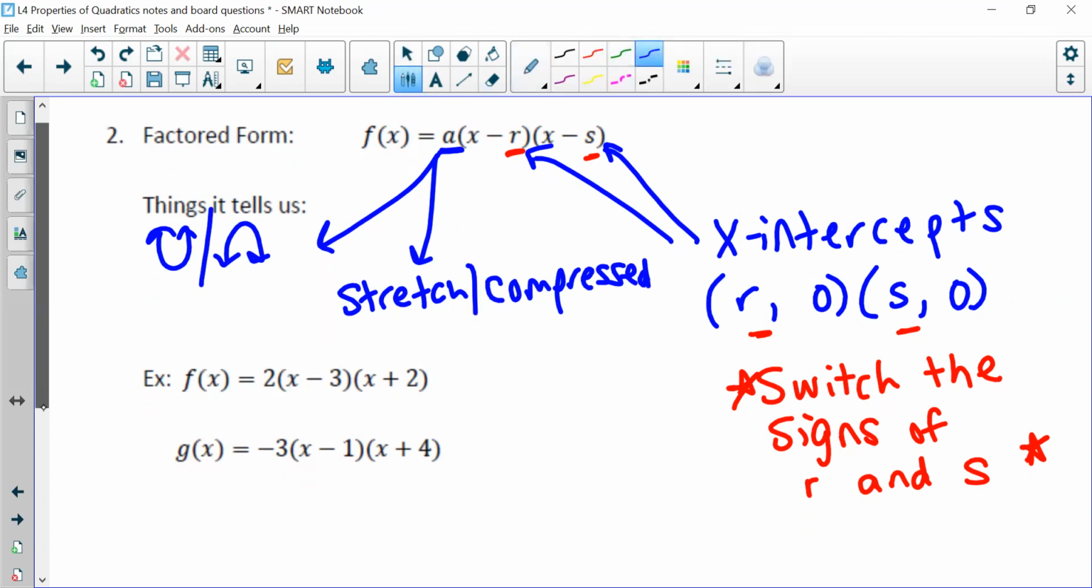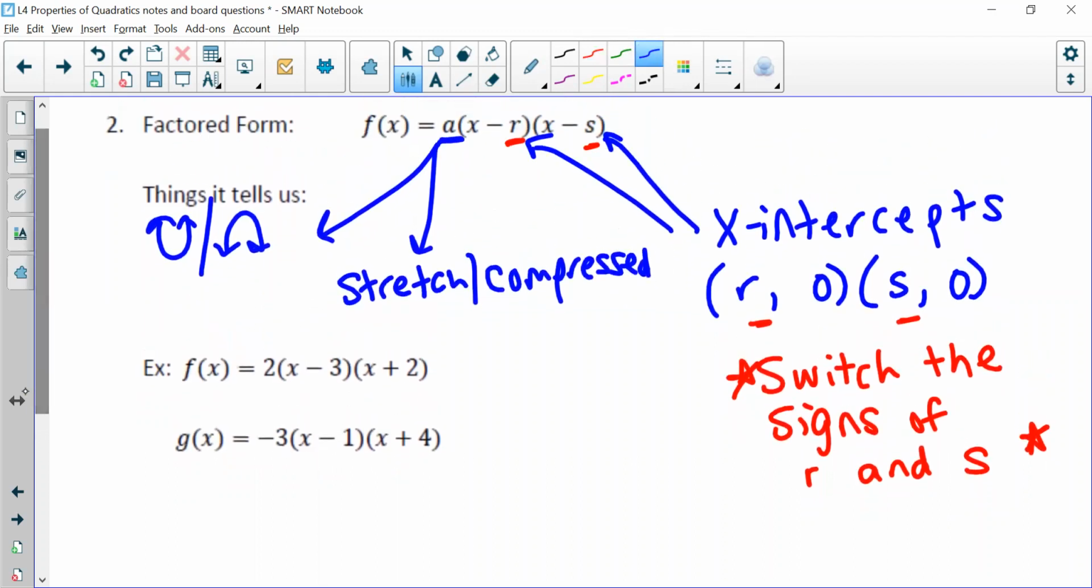So let's look at these examples. This first one, is this parabola going to open up or down? Up. Good. And is it stretched or compressed? Stretched. Good. And where are my x-intercepts? +3 and -2. Brianna, I really appreciate you switched the signs of those. We're going to check, see if our guess is right.